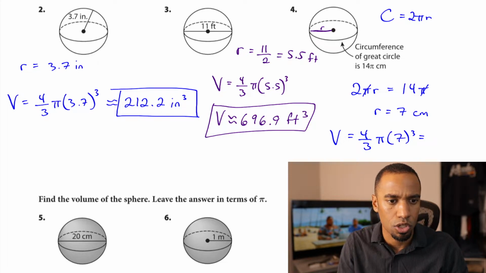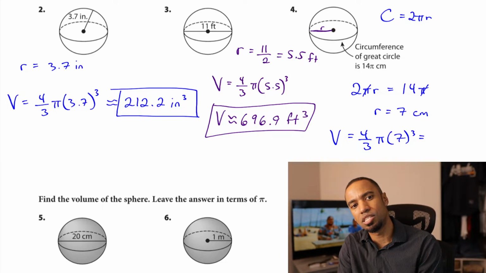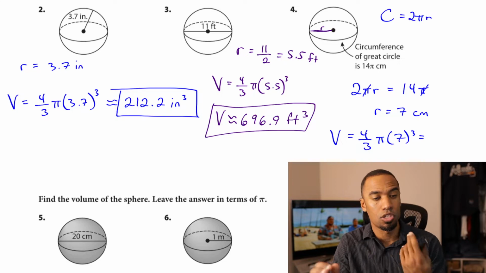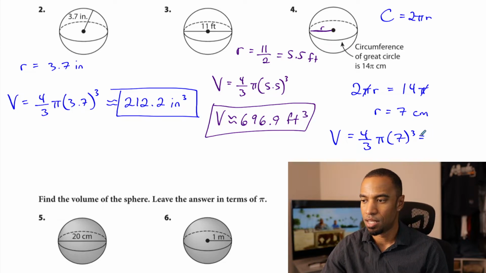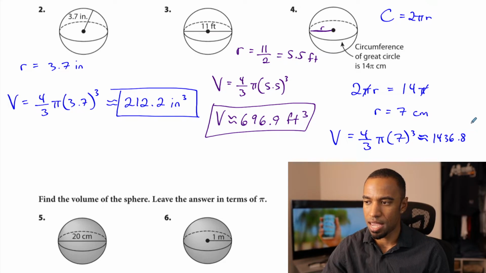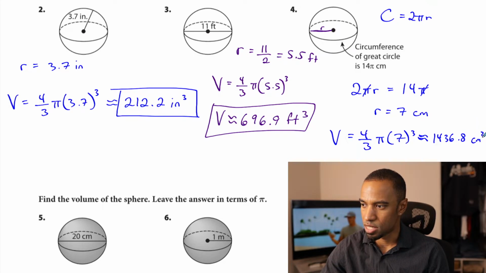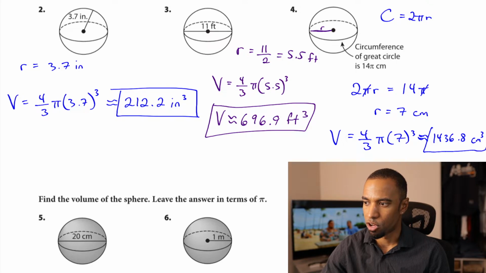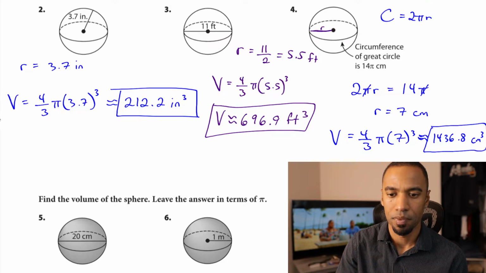7 cubed. Now I'm getting 1436.75, so 1436.8. That's about 1436.8 cubic centimeters right there. That is the volume of your sphere. All right? So that's the first three.